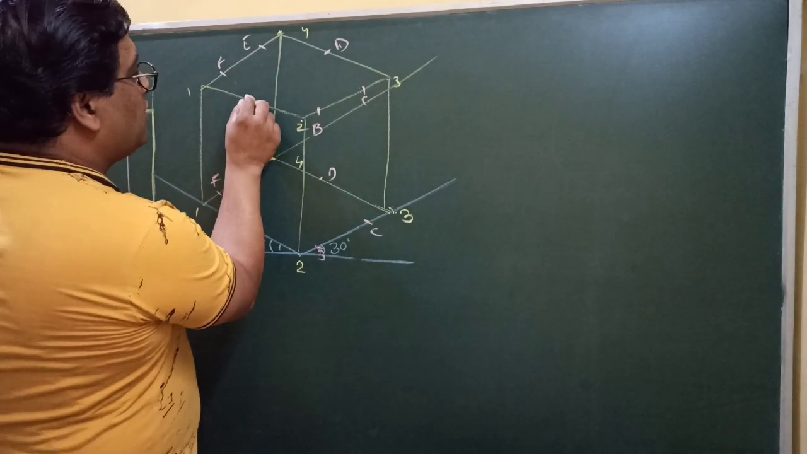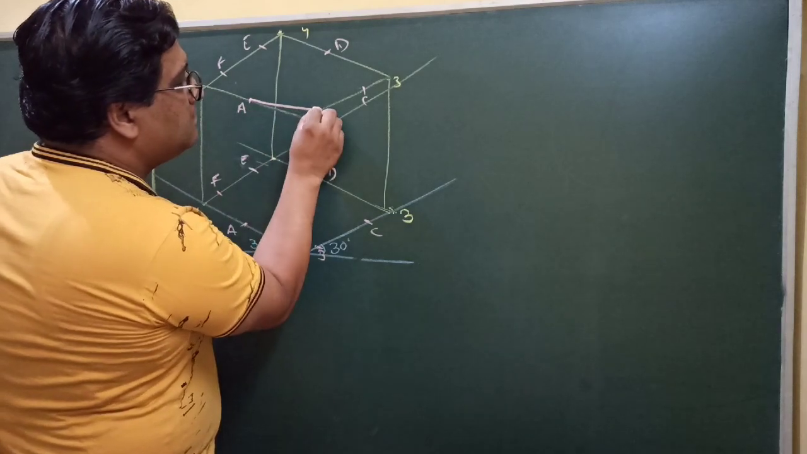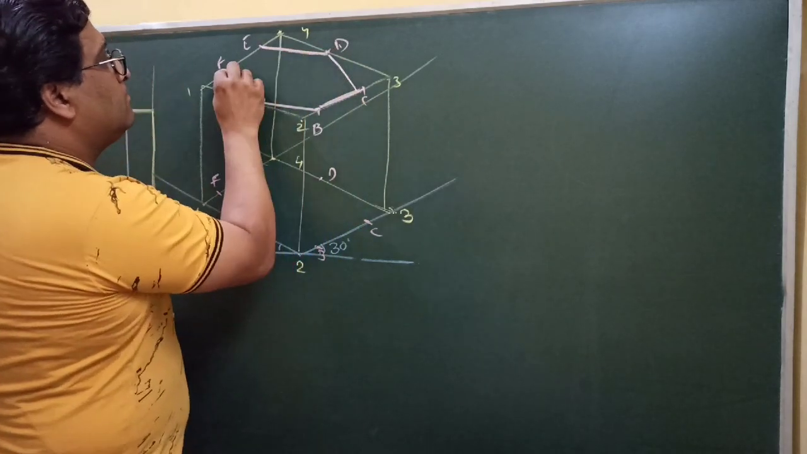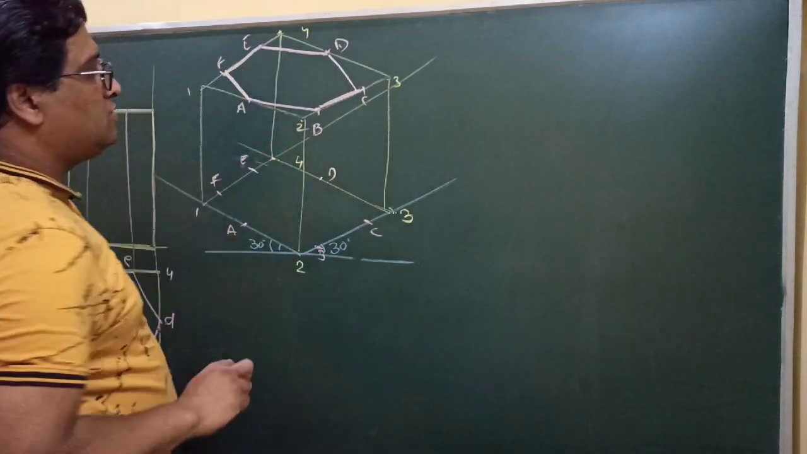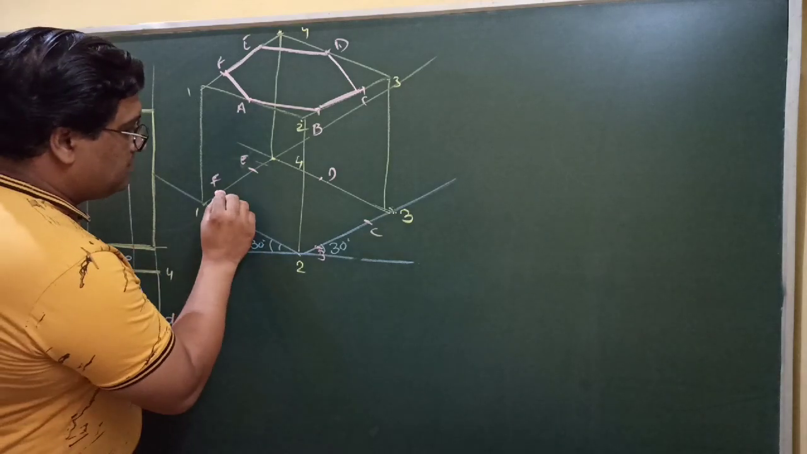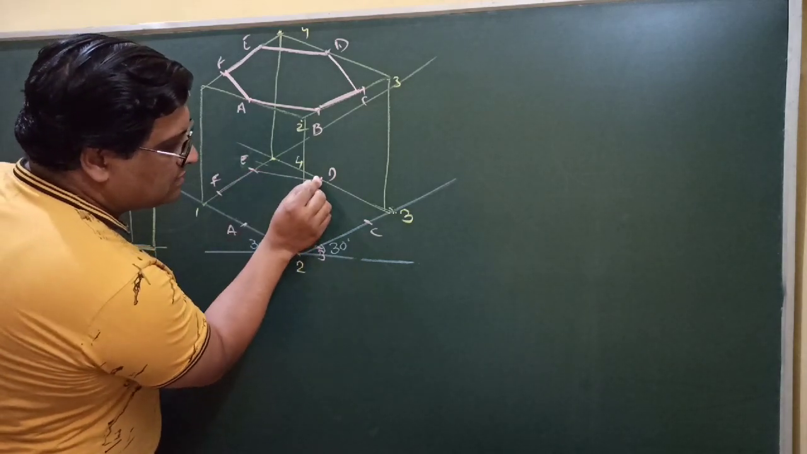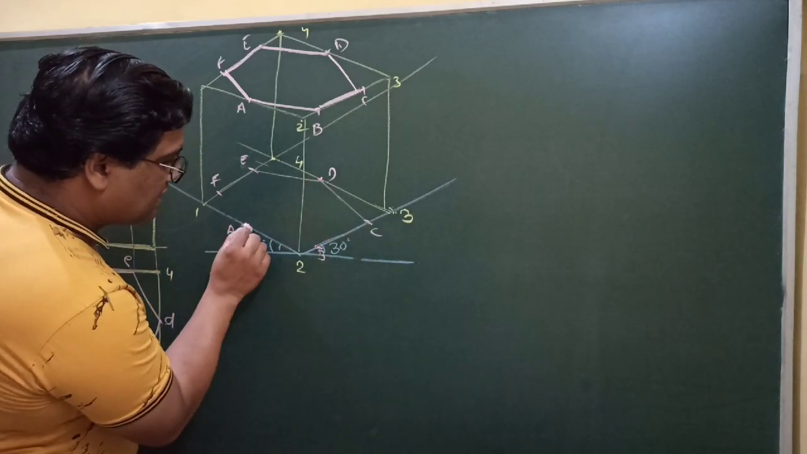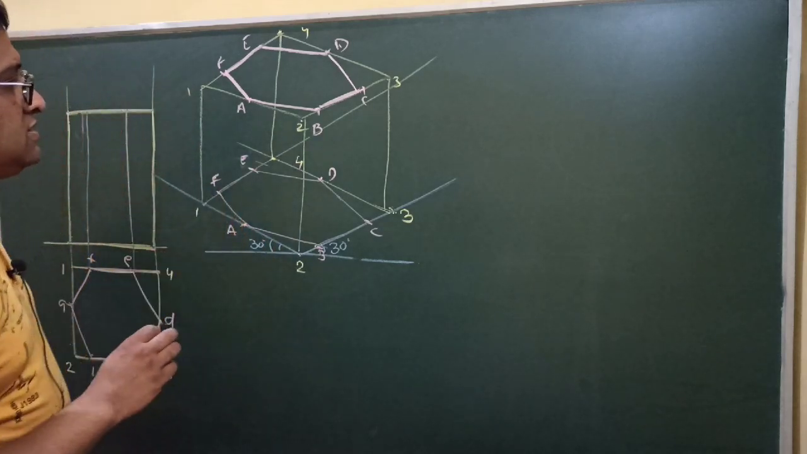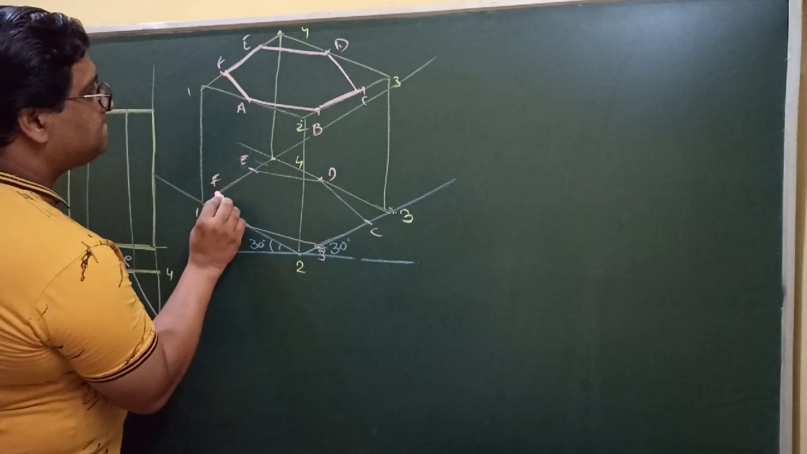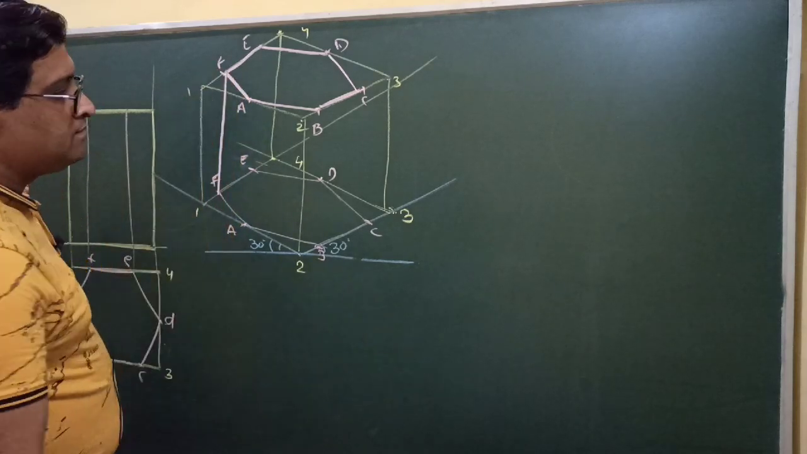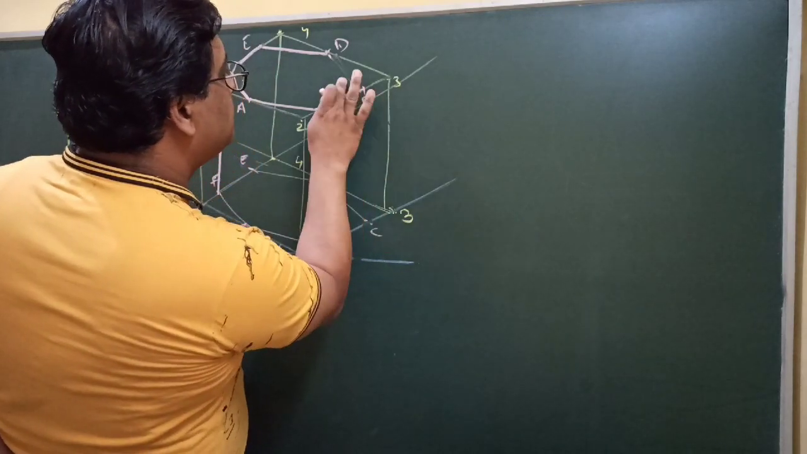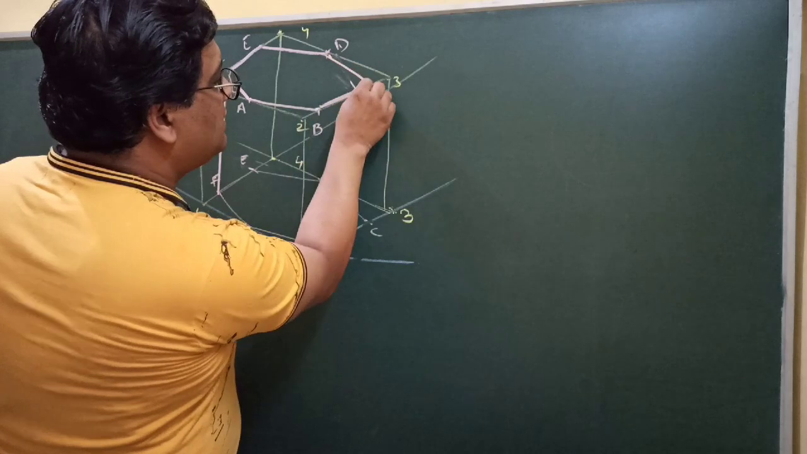Now join all these points, first in the top face and then in the lower face. But remember, you have to keep these lines lighter ones initially, because we have to darken lines according to the projection. Now join F to F here. Then join C to C there. This is C, say for example.